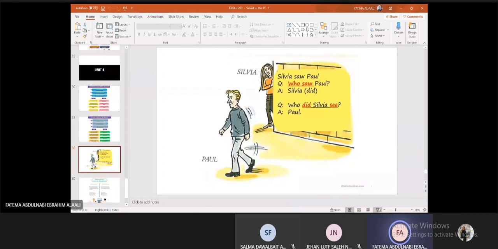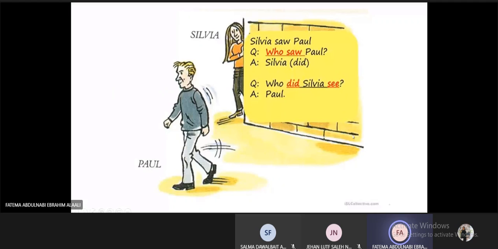Okay. So let's see on this sentence. Sylvia saw Paul. Okay, we have Sylvia and we have Paul. What is the difference when I say who saw Paul and who did Sylvia see? When we are asking who saw Paul, okay, we are asking questions about the subject, okay, and when we are saying who did Sylvia see, okay, we are asking about the object of the sentence, which is Paul, okay?